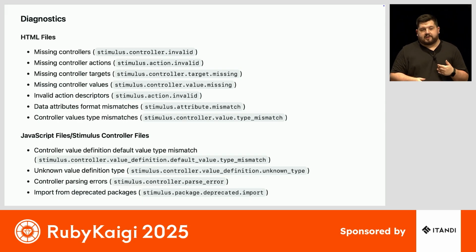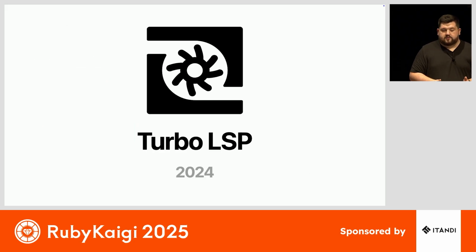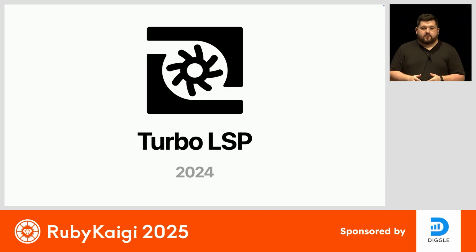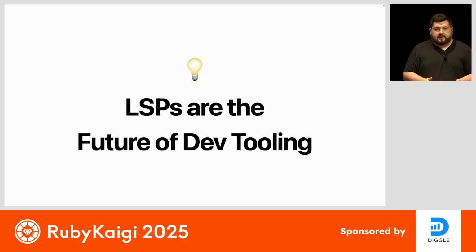It helped you autocomplete the attributes, and it guided you with diagnostics that some things might be wrong. It was looking at your JavaScript files to see if you set up things the right way with the naming and the conventions of how Stimulus uses it. And then a year later, we got the Turbo LSP, which did a similar thing for Turbo. But it was a super limited, super basic language server implementation. At this point, it was clear to me that LSPs are the future of dev tooling.